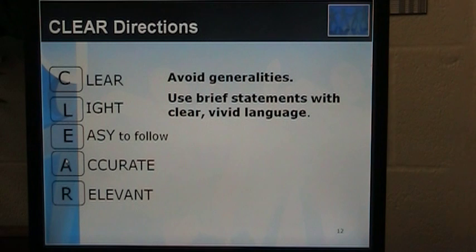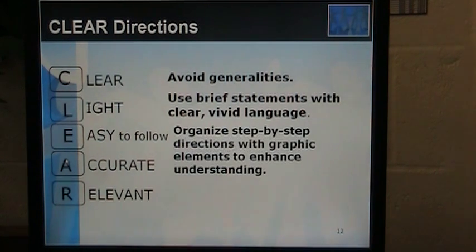By keeping the directions light, we use brief statements with clear, vivid language. Using these brief statements keeps the readers, well, not readers, but receivers engaged in what you're saying. With keeping the information light, we're using vivid language that paints a picture for them. Brief means short, so you want to keep it short because people only have a limited attention span. If your words and statements are too lengthy and too wordy, they lose interest and stop paying attention.